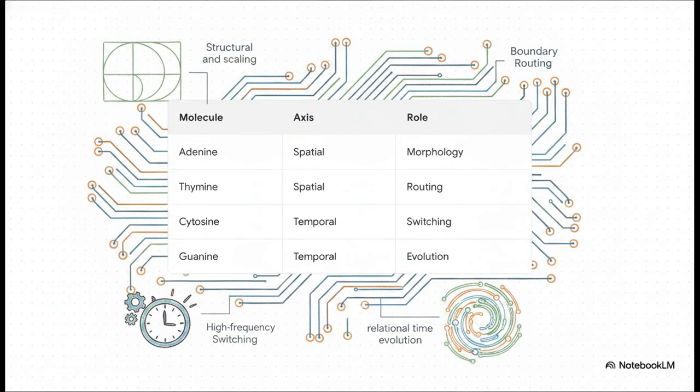Just think about the incredible mathematical symmetry of this biological motherboard. Adenine and thymine operate entirely on the spatial axis. Adenine handles structural morphology and scaling according to the golden ratio, or phi, while thymine provides boundary routing. On the flip side, cytosine and guanine operate on the temporal axis. Cytosine is responsible for high-frequency switching, syncing perfectly with that 23.6742 megahertz master clock bus we talked about earlier. And guanine handles the relational time evolution. It is quite literally a biological hardware circuit.